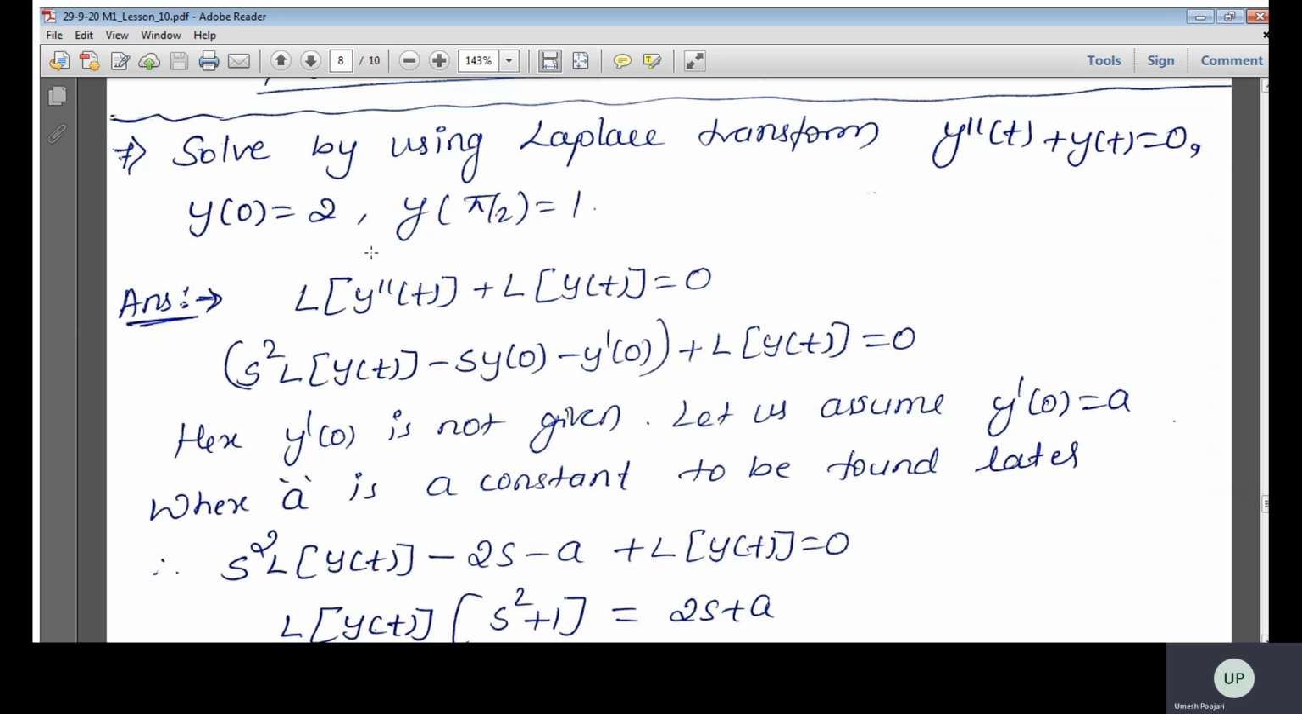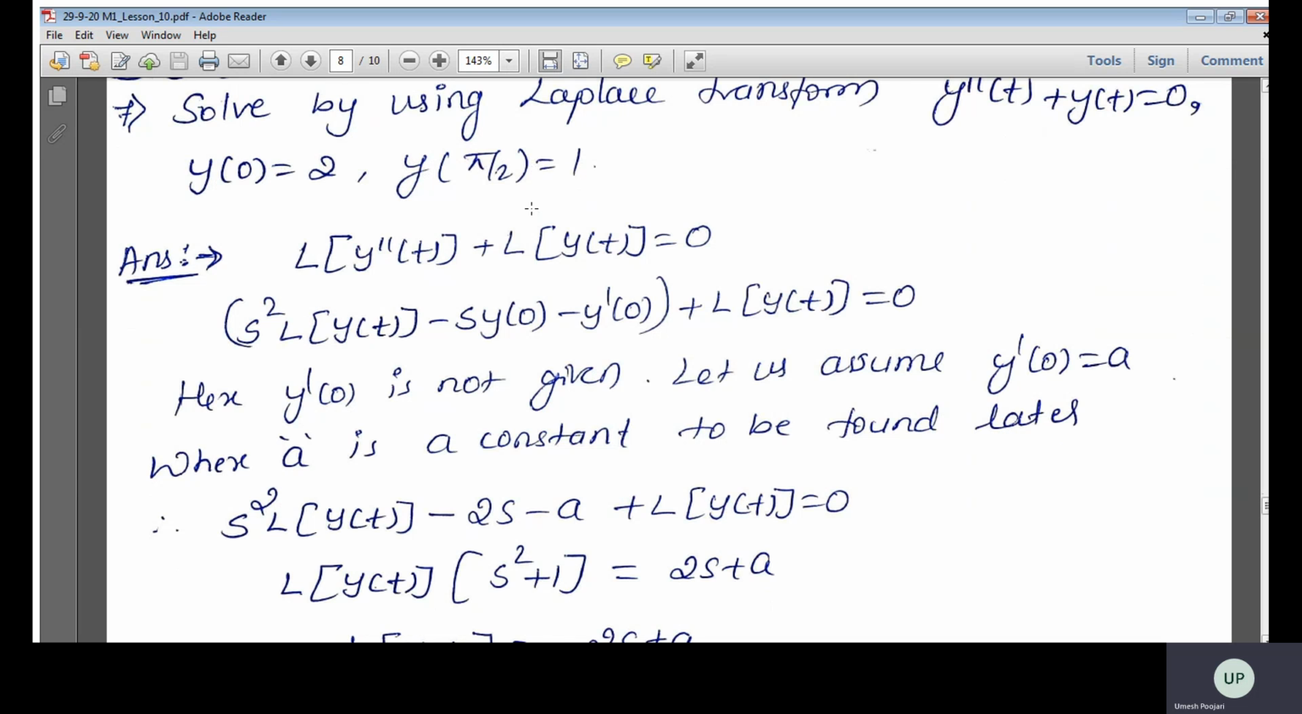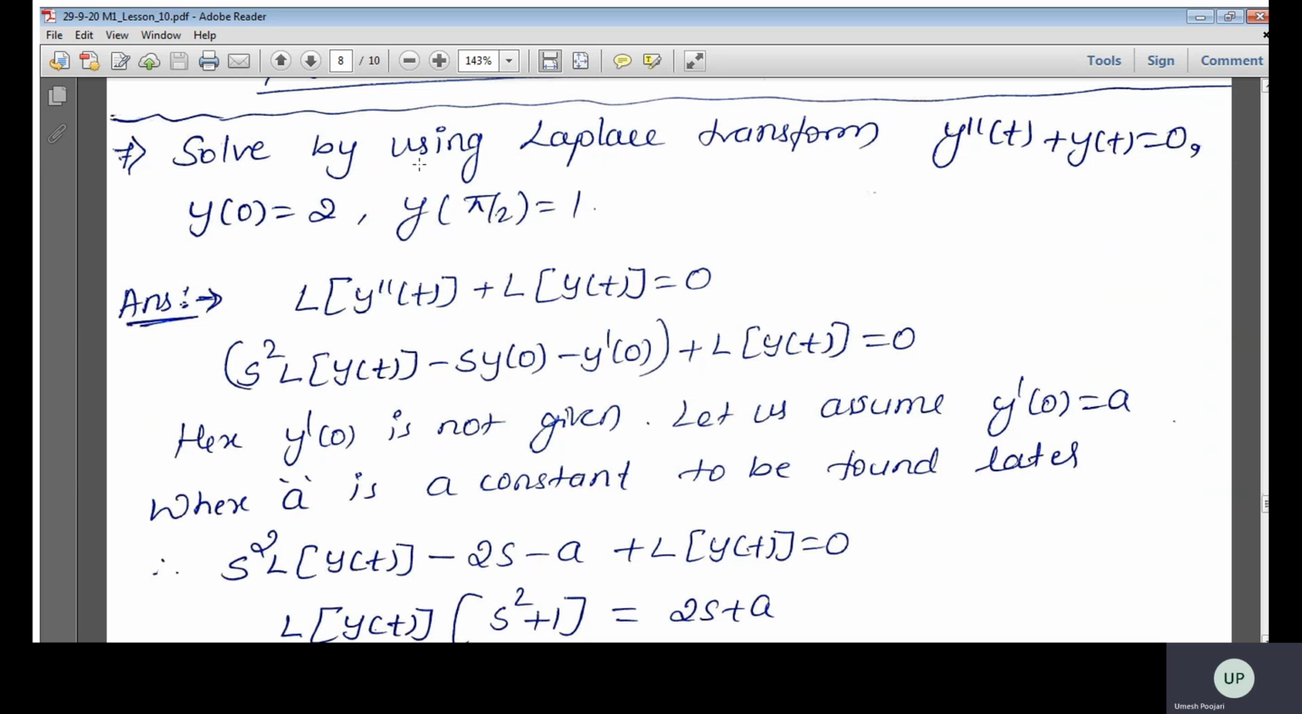Similarly, the next one is: solve by using Laplace transform y double dash of t plus y of t equal to 0, given that y of 0 equal to 2 and y of pi by 2 equal to 1. So this is a different example. y of 0 is 2 and y of pi by 2 is 1. First we shall try to obtain the solution for y.